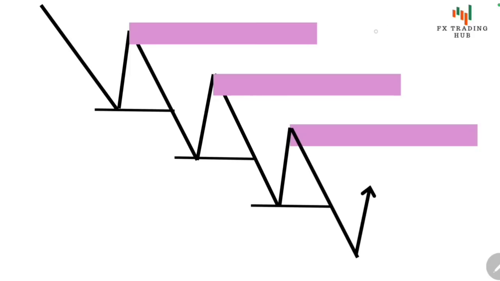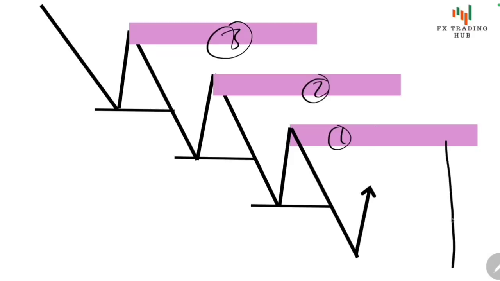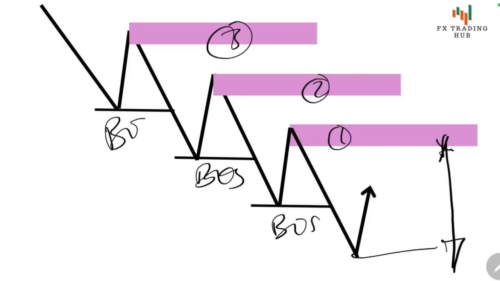This is the flip side, the supply zone. This is zone 1, zone 2, zone 3. Which one should you take trade from? Most likely you would want to take trade from here, from this point, and sell down to this point. These are breaks of structure to the downside.